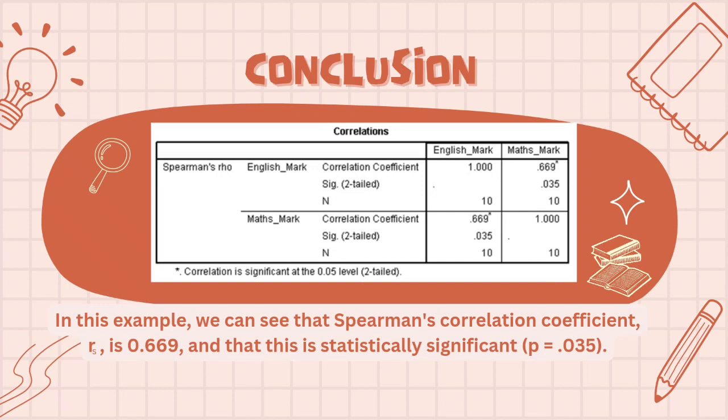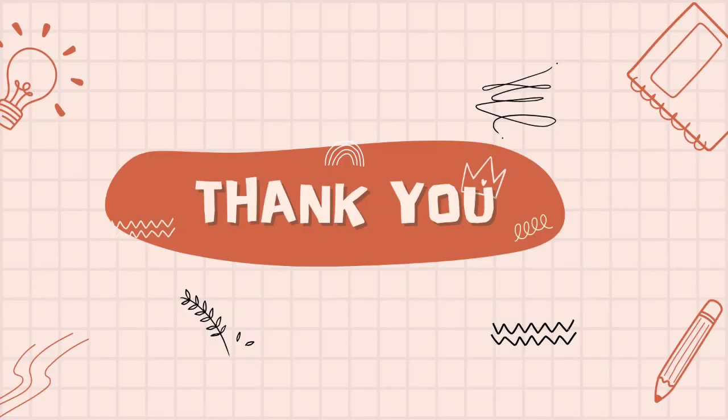0.035. So a Spearman rank order correlation was run to determine the relationship between 10 students' English and math exam marks. There was a strong positive correlation between English and math marks, which was statistically significant, r_s(8) = 0.669, p = 0.035. So that's the end of my discussion.